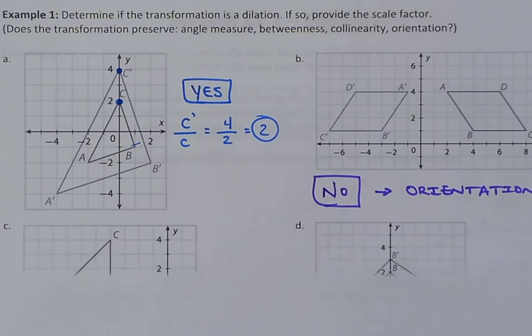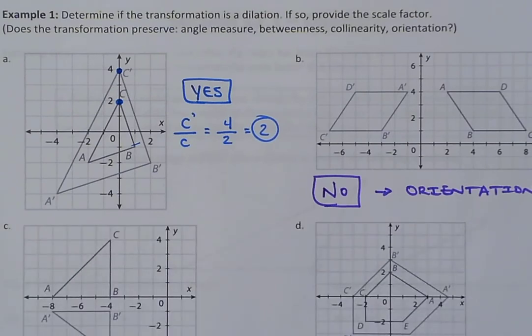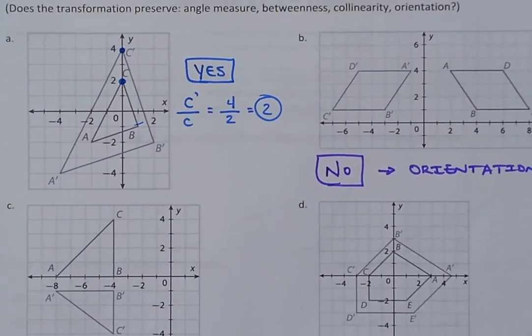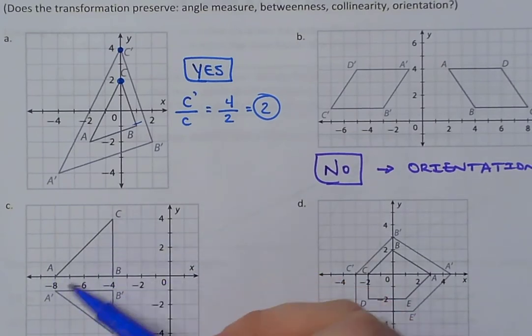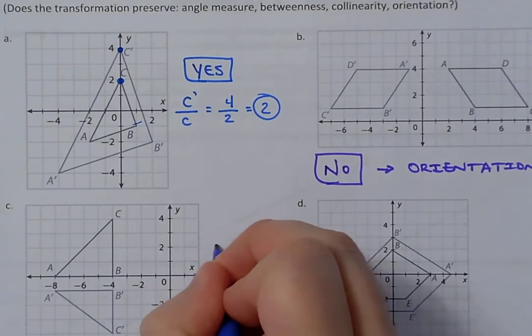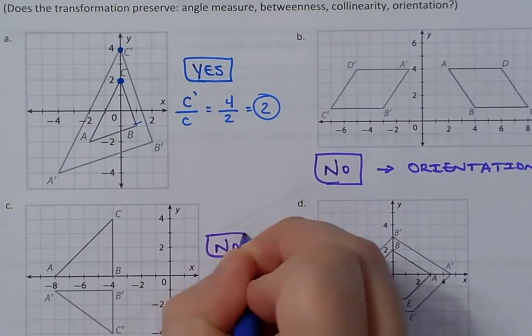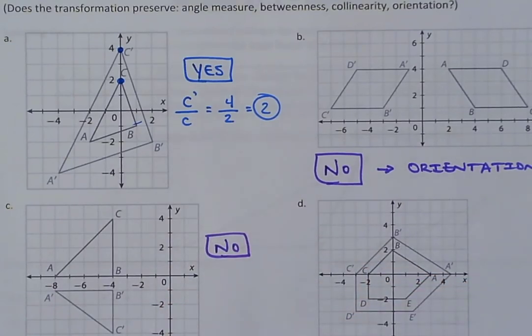All right, for C, let's go ahead and move this up here real quick. So for part C, we have triangle ABC and then A prime, B prime, C prime. Just by looking at this, would you say that this is a dilation? This is not a dilation, and there are two reasons why.